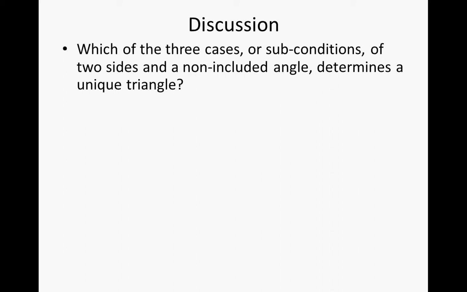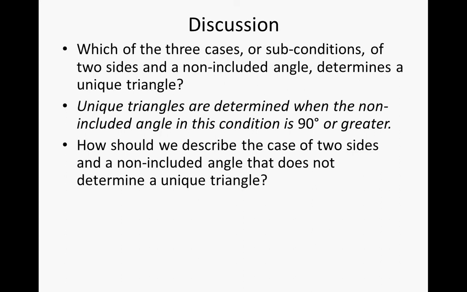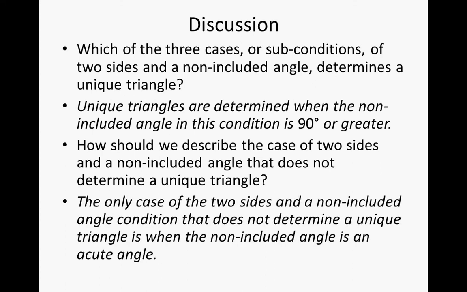So which of these 3 cases or subconditions of 2 sides and a non-included angle determines a unique triangle? Well, unique triangles are determined when the non-included angle in this condition is 90 degrees or greater. How should we describe the case of 2 sides and a non-included angle that does not determine a unique triangle? The only case of 2 sides and a non-included angle condition that does not determine a unique triangle is when the non-included angle is an acute angle, or less than 90 degrees.